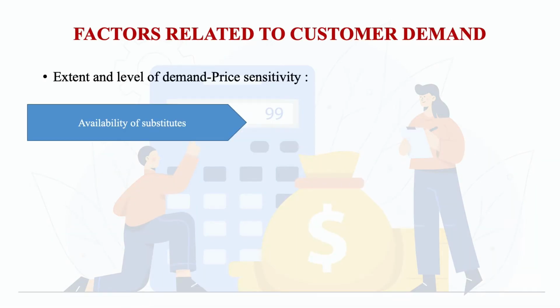The second determinant, which is again related to demand, is the availability of substitutes. How many alternative choices do consumers have for this very product. Let's talk about brands of toothpaste. If you're talking about relatively undifferentiated, everyday kind of freshness based toothpaste, there are so many variants of this product that are available in the market.